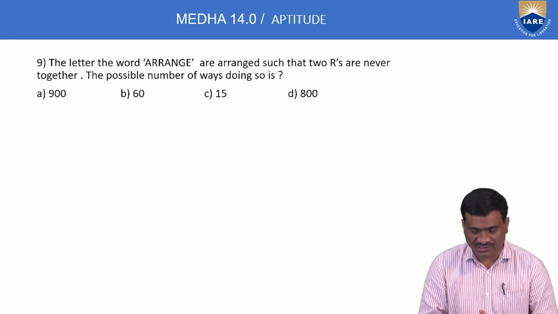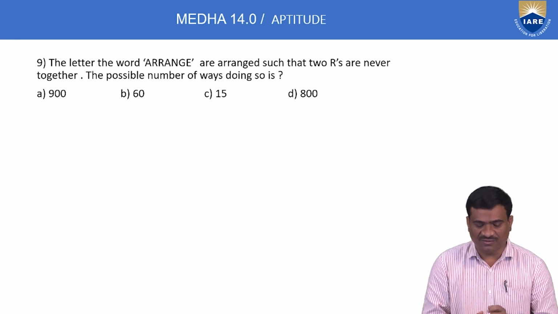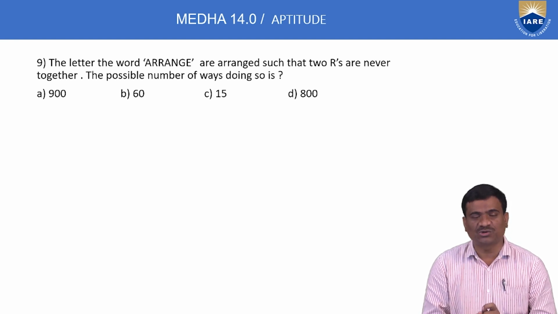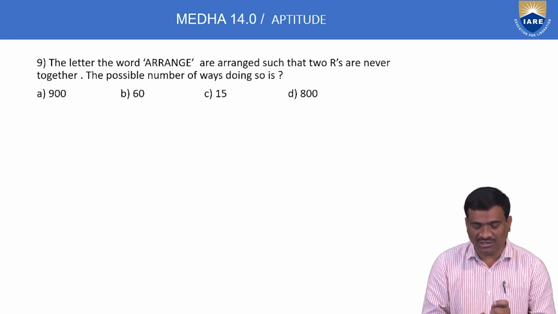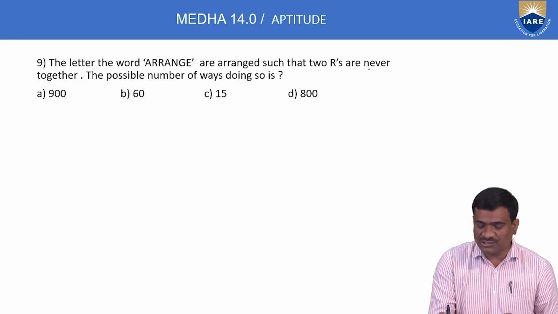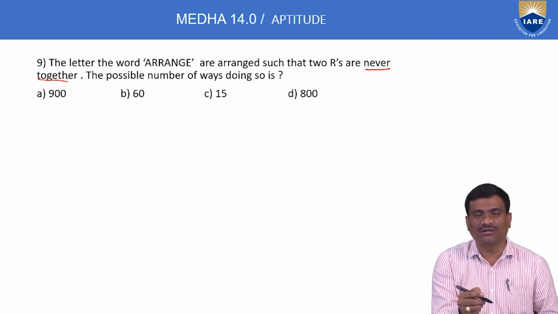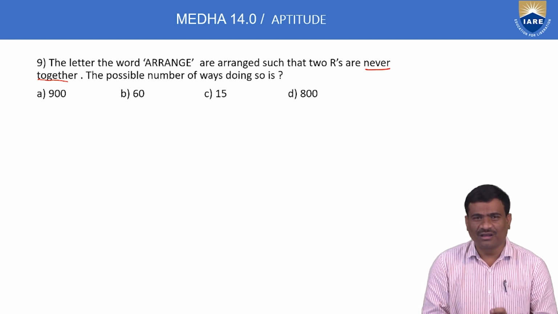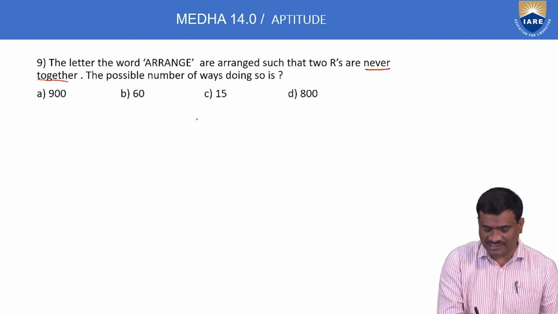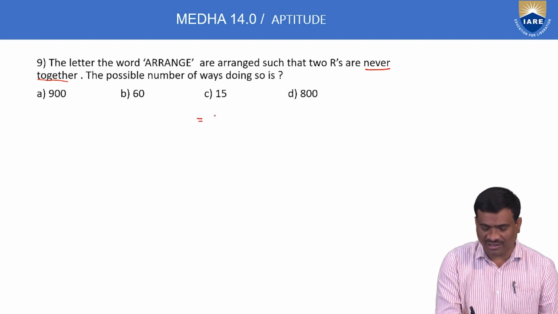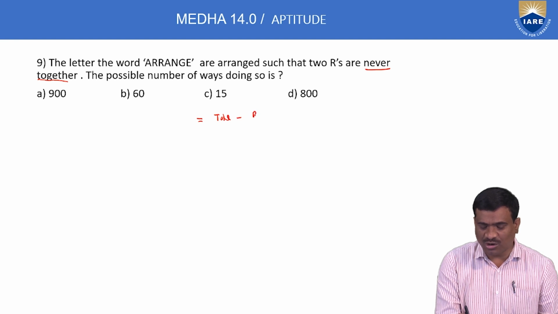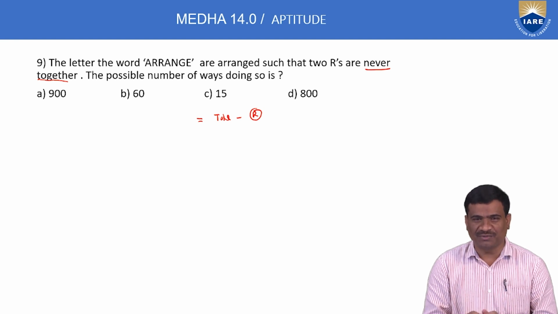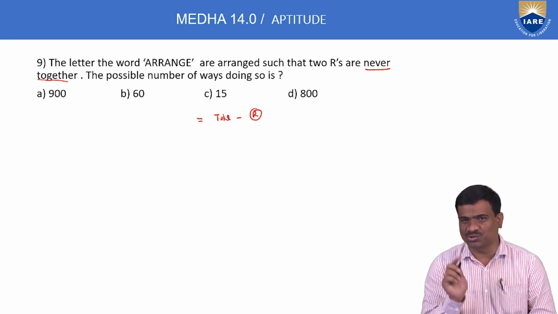Permutations and combinations concept. The letters of the word ARRANGE are arranged such that two R's are never together. The possible number of ways of doing so is dash. Never together means not together, two R's not together. Method: never together is equal to total number of arrangements minus 2 R's come together.